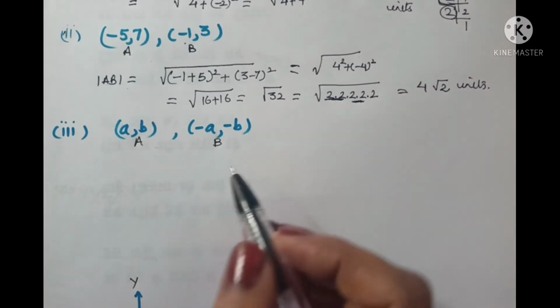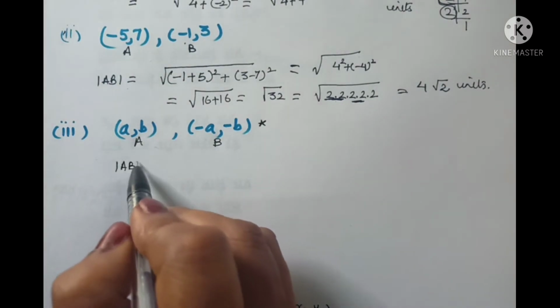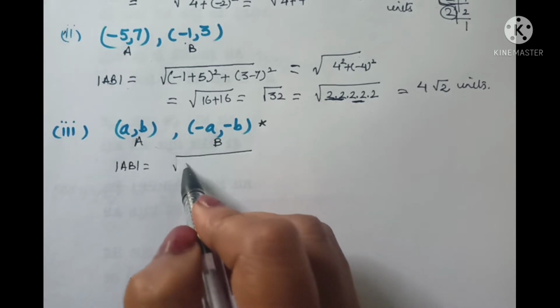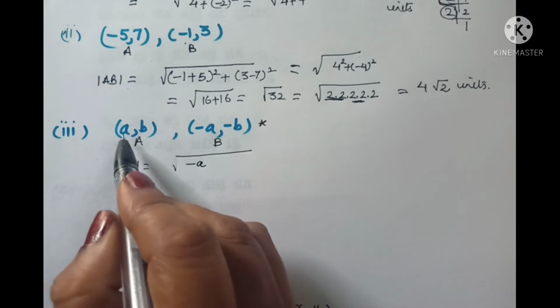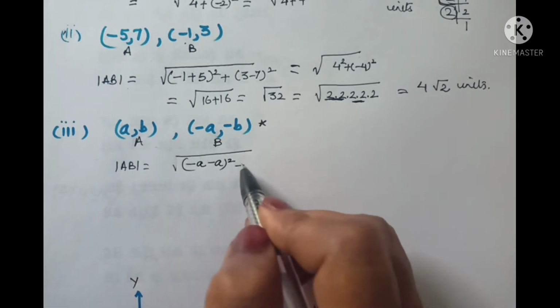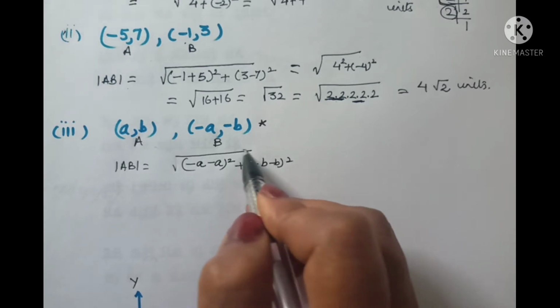The third part is very, very important. Now let us find out distance AB. As I told you, the x coordinate of the second, that is minus a, change the sign of the x coordinate of the first, that is minus a, whole square, plus (minus b) whole square.